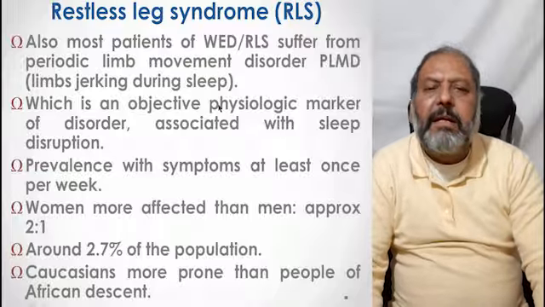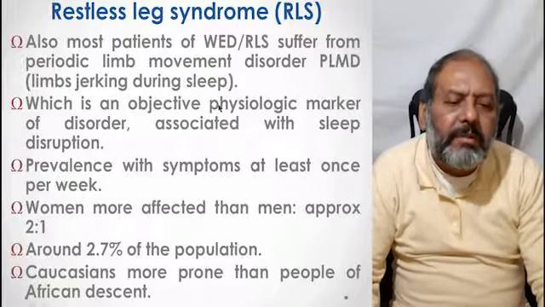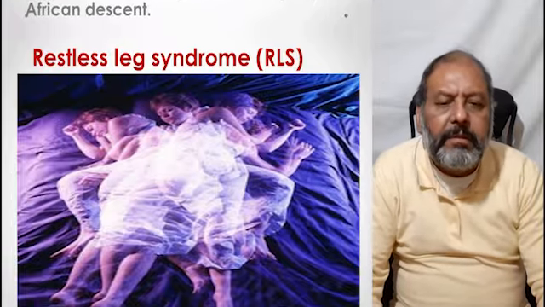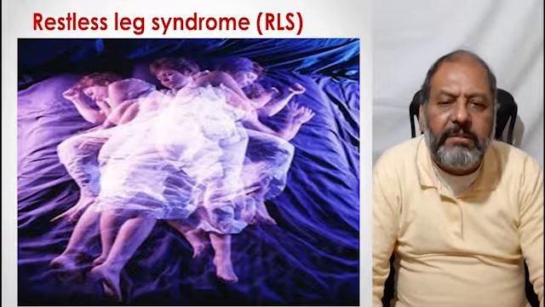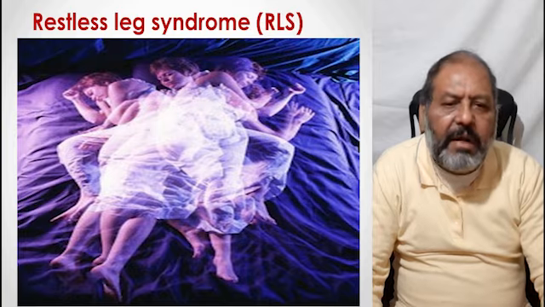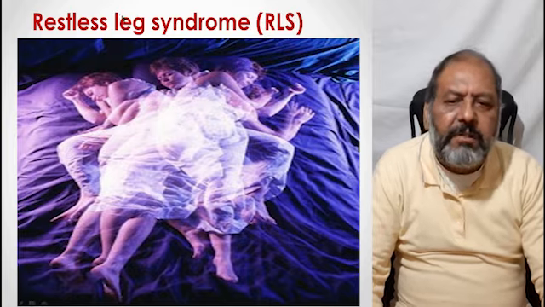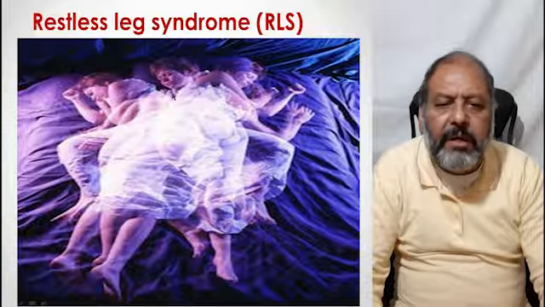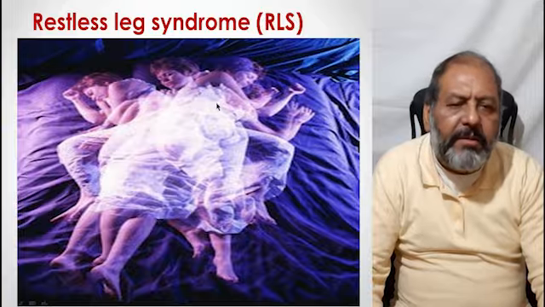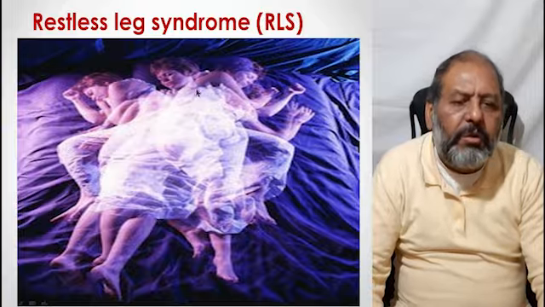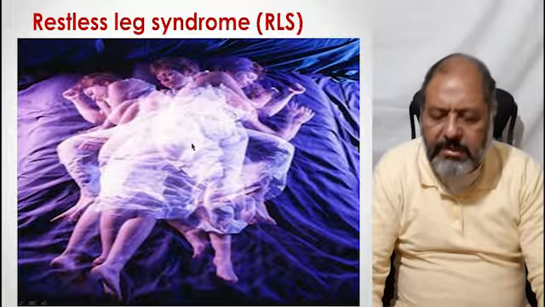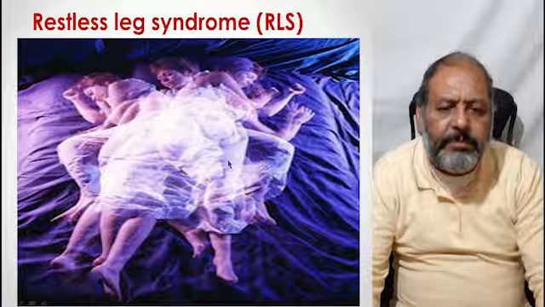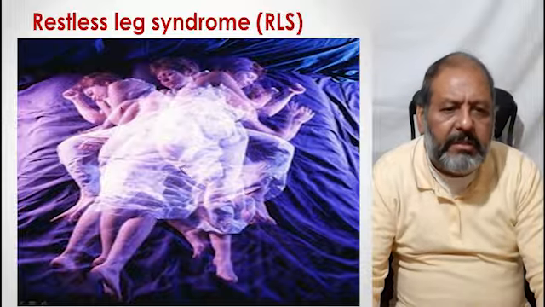Caucasians are more prone than people of African descent, and here one can see that while sleeping, the person changes posture from the right side to the midway, then to the other side. So the patient just has movement of the legs and unrest during sleep, moving from here to here.